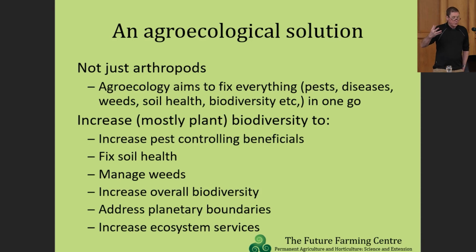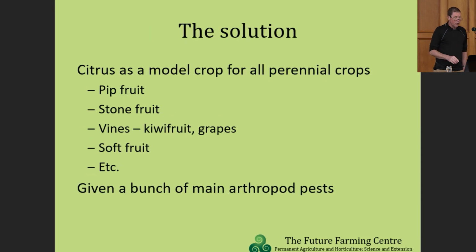So the agroecological solution here is to try and fix everything at once. The project was set up with a focus on arthropods, but that was a bit of a misunderstanding in the fact that you don't just fix arthropods with the agroecological manipulations. You try and fix the whole problem, all the problems all at once. So what we're aiming to do is increase plant biodiversity to achieve all these outcomes. Not only controlling the pests, but fixing the soil health, managing the weeds, improving biodiversity, so basically addressing all planetary boundaries and increasing ecosystem services. So citrus is this model crop, but this applies equally to all crops.